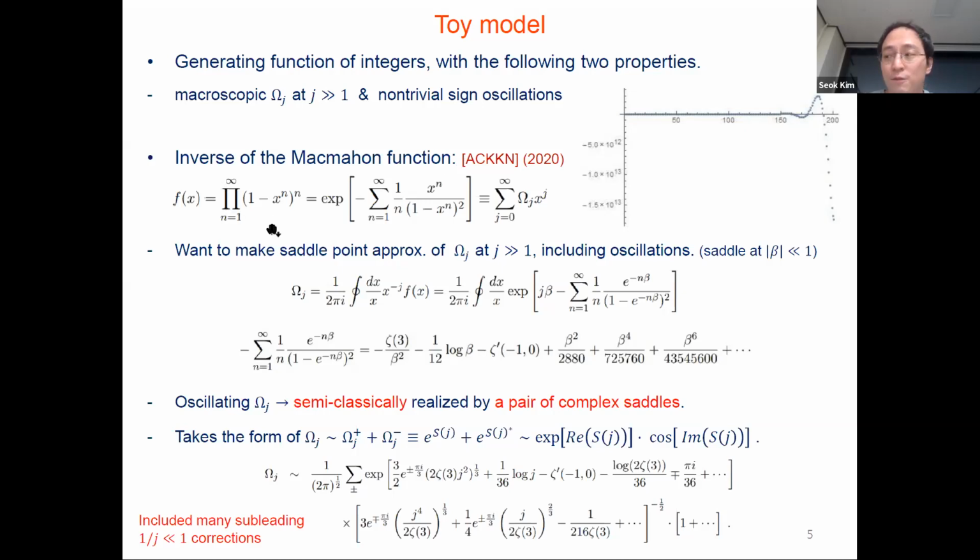So if you take the inverse of this expression, this gives rise to what is called the MacMahon function. It's a very long-studied function in mathematical physics. It's a generating function for the three-dimensional Young diagram or the plane partition problem. So it's a well-known function. If you consider the MacMahon function, it just gives rise to macroscopic positive numbers. So I consider the inverse of the MacMahon function. Its definition is given in this way.